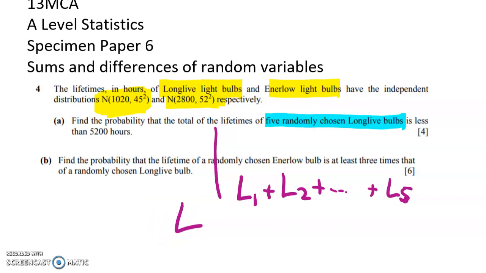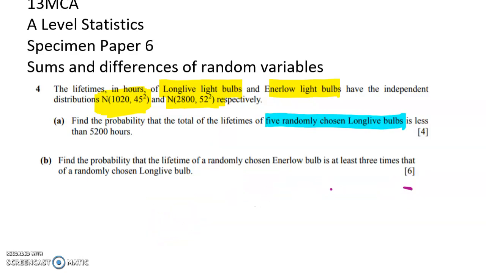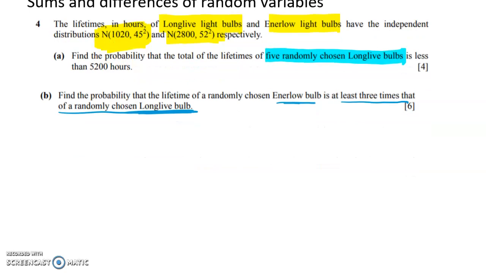Now, in the second question, we have to find the probability that the lifetime of a randomly chosen inner low bulb is at least 3 times that of a randomly chosen long live bulb. So this is one where I'm going to set up a difference between two things and work with some linear combinations. So let's do question 1 first.